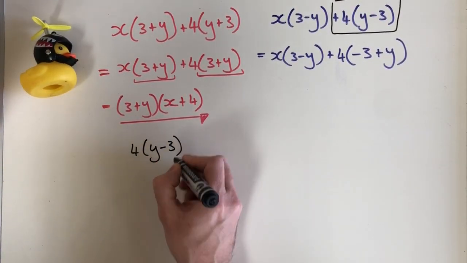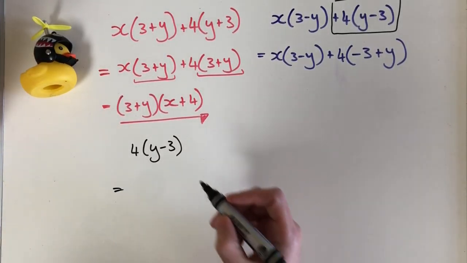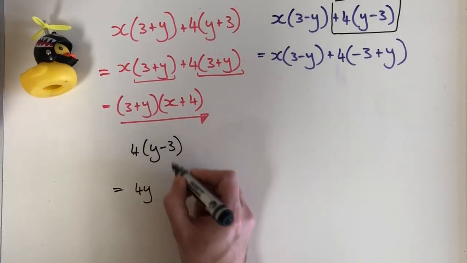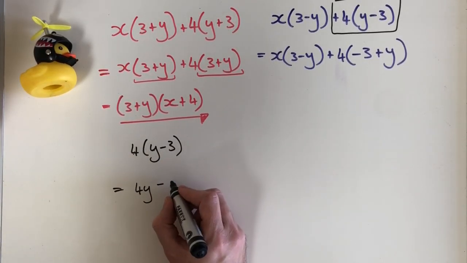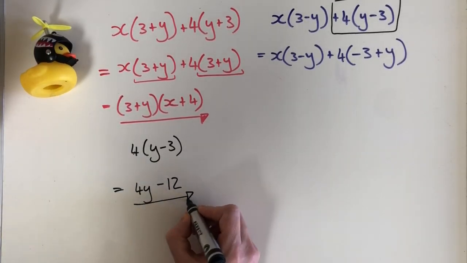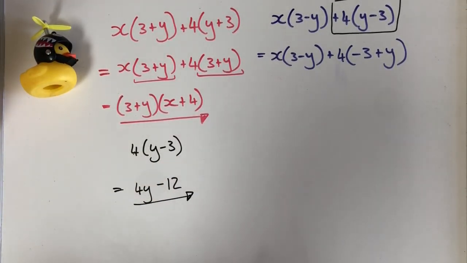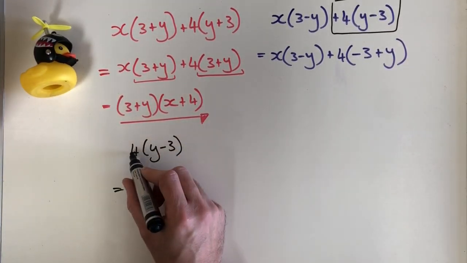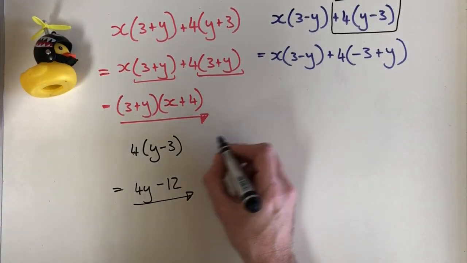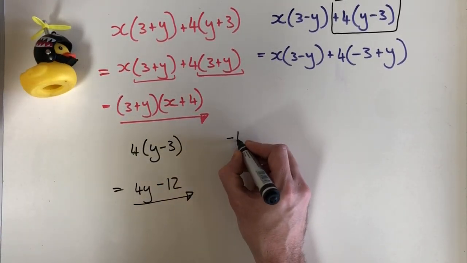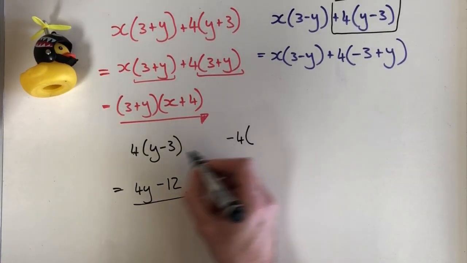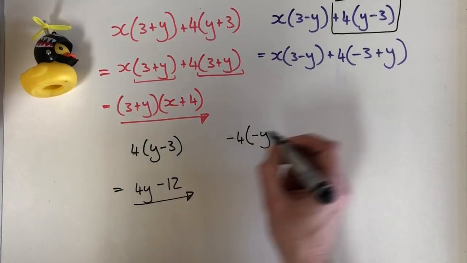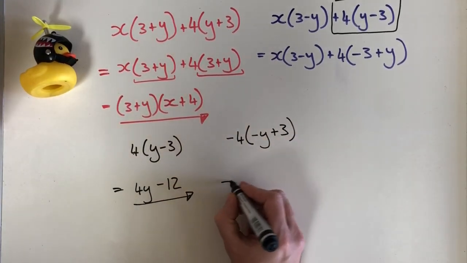4 times y minus 3. If I had to expand this, I would multiply 4 and y and I would get 4y. And I would multiply 4 and negative 3, and that would give me negative 12. So this is the answer. This is equal to this. But what happens if I change the sign of everything in this equation? Let's say I took the 4 and made it a negative 4, and that plus y I made a negative y, and I took that negative 3 and made it a positive 3. What would happen?